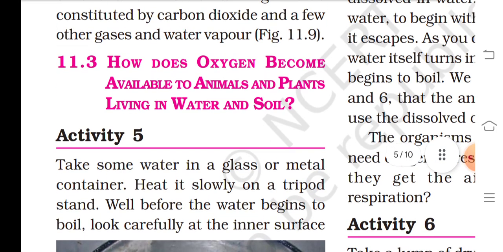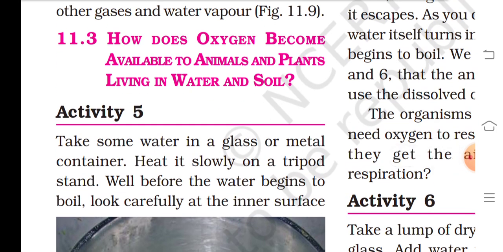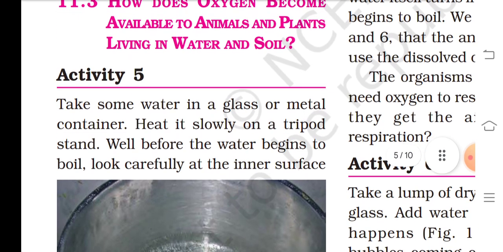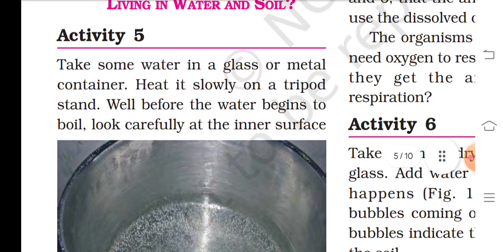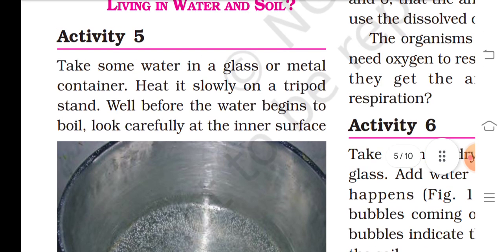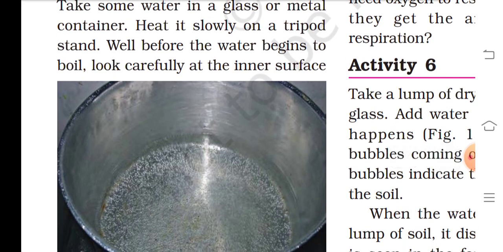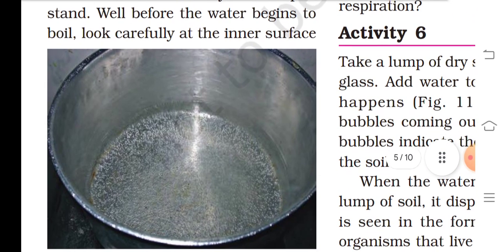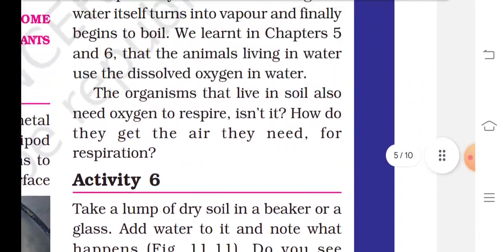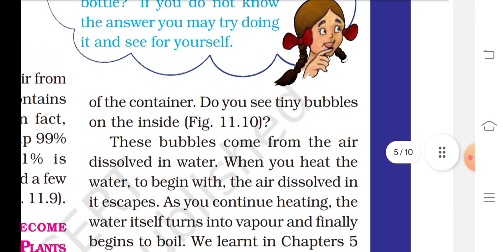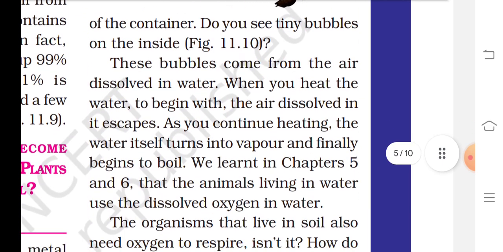Figure 11.9. How does oxygen become available to animals and plants living in water or soil? Activity: take some water in a glass or metal container. Heat it slowly on a tripod stand. Well before the water begins to boil, look carefully at the inner surface of the container. Do you see tiny bubbles on the inside?